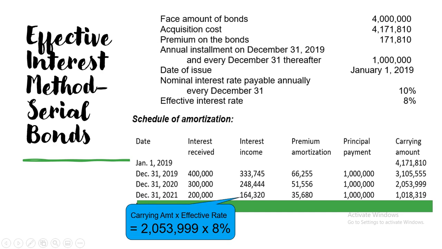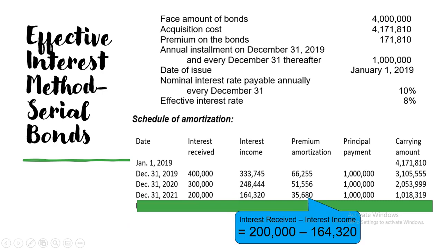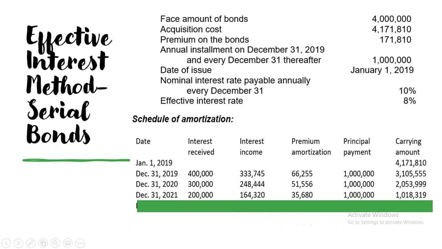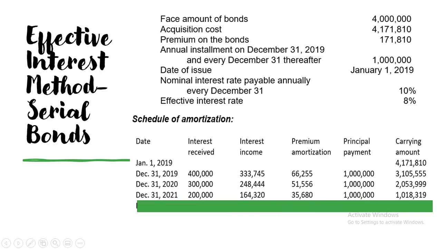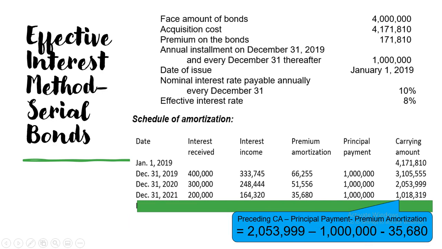So, the carrying amount is the previous, sa yung preceding December 31, 2020 na 2,053,999 times 8%. Then, premium amortization is difference between the interest received and interest income. And the principal is fixed. Yan. And the carrying amount is preceding carrying amount less the principal payment less premium amortization.